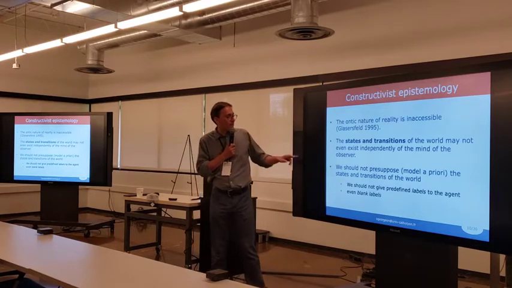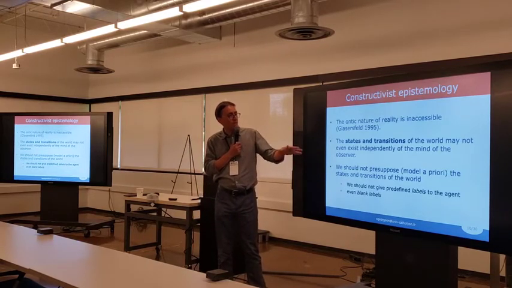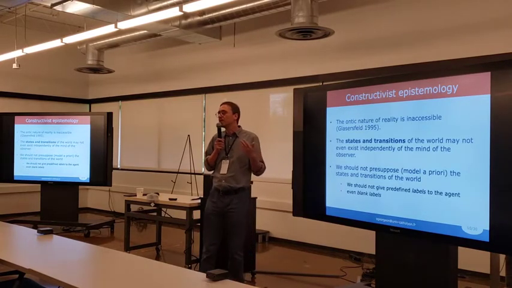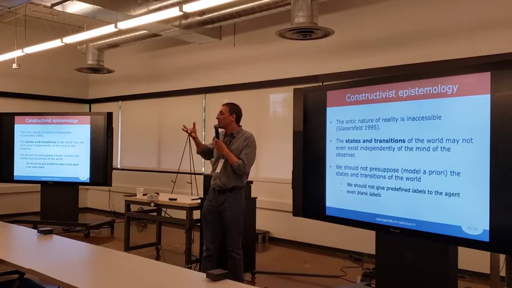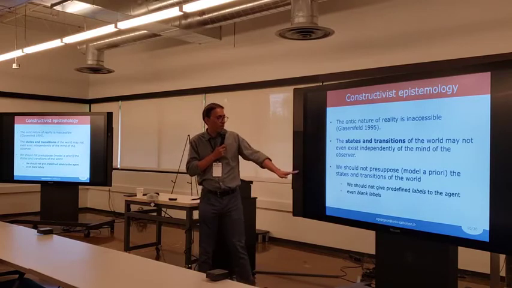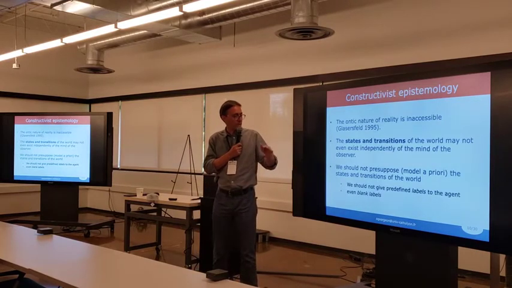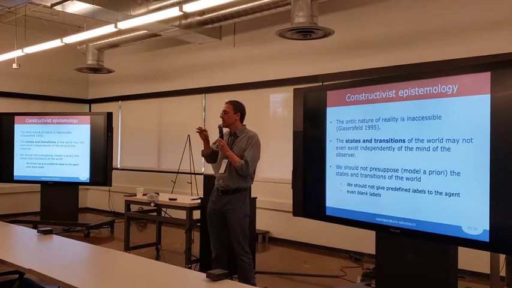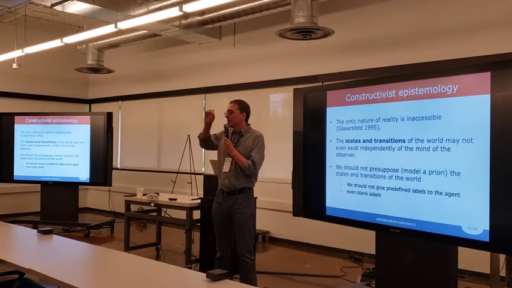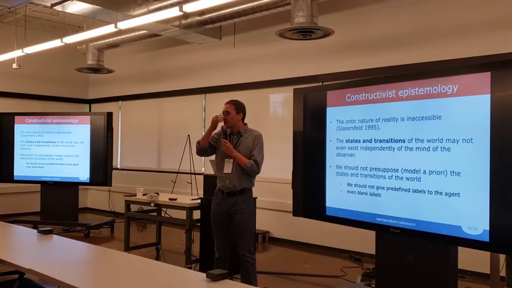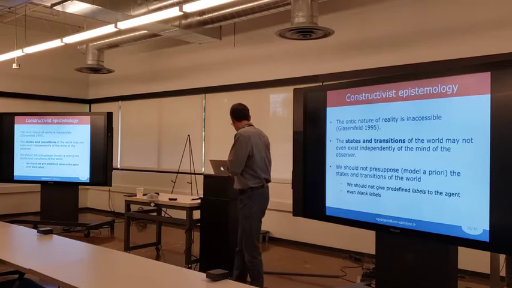So what we take from that is that we should not presuppose, that is, model a priori the states and transitions of the world. Because if we presuppose them, there is no way we can study how the agent can construct the state and construct the transition. So we should not give predefined labels to the agent, even if these labels are blank. Even if we don't give semantics to these labels, the mere fact of saying there is a state and there is a blank label on it, it's already a presupposition of what state and what transition exist.